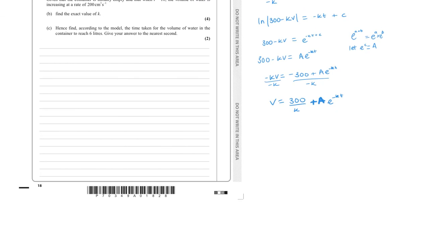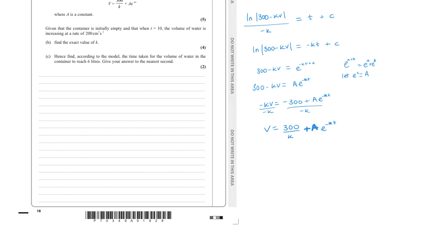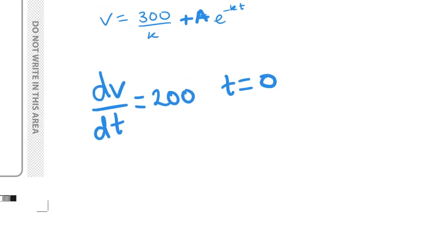Okay, so next up it says, hence find, according to the model, the time taken for the volume... Oh, no, sorry, I'm lying. Given that the container is initially empty, okay, and that when T equals 10, the volume of the water is increasing at a rate of 200. What does that mean? Yes, dV dt. Okay, the rate equals 200 when T equals 10. So let's differentiate this then.